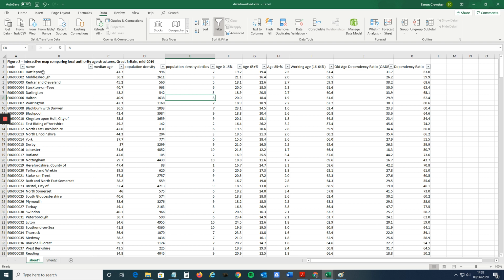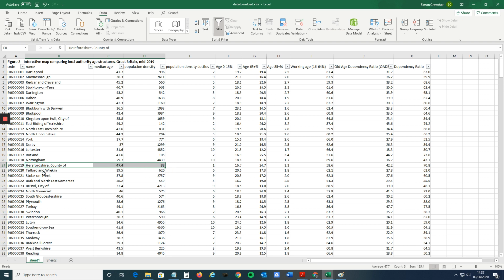For every single local authority area, it gives us the median age, the average age of the area, and the population density, which is how many people live in a square kilometre. So you can see that here. If you compare Nottingham, which has a population density of almost 4,500 people per square kilometre, to Herefordshire, which has 88 people per square kilometre.